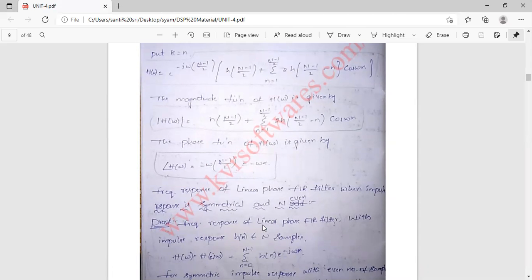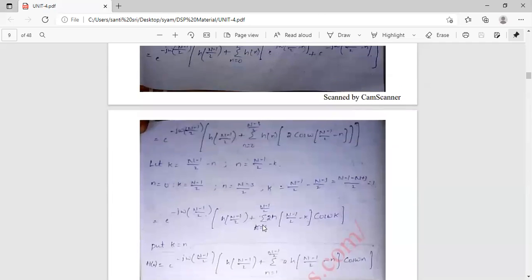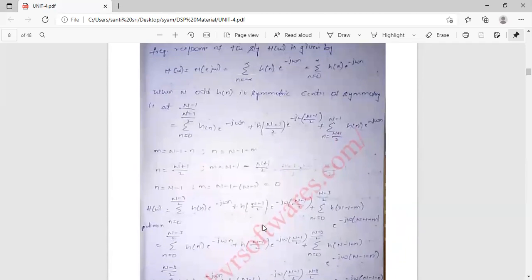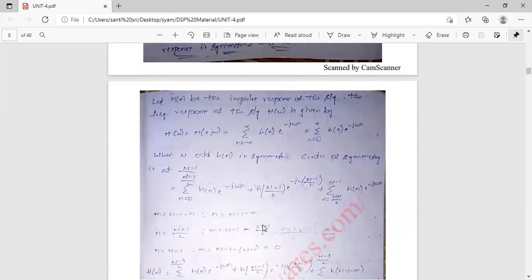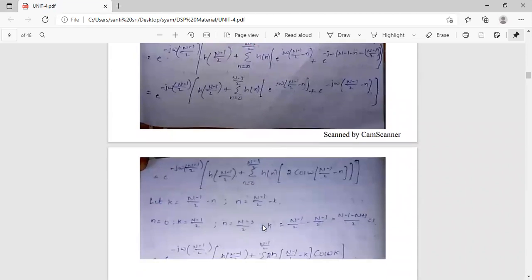And the phase function of H(ω), angle of H(ω), is given by minus ω into (N-1)/2. Okay, minus ω into (N-1)/2. So this can be written as minus ω into α. So this is about the magnitude and phase representations for this case, when the impulse response is symmetrical and N is odd.